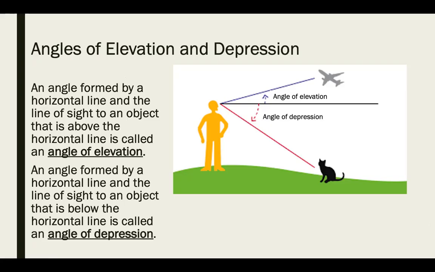So what is an angle of elevation or angle of depression? It is just an angle that is created by a line of sight, either looking upward from a horizontal line or downward from a horizontal line. So if you're looking upward from a horizontal line, that's an angle of elevation, and downward is an angle of depression. Here are the definitions of them if you want to write them down.